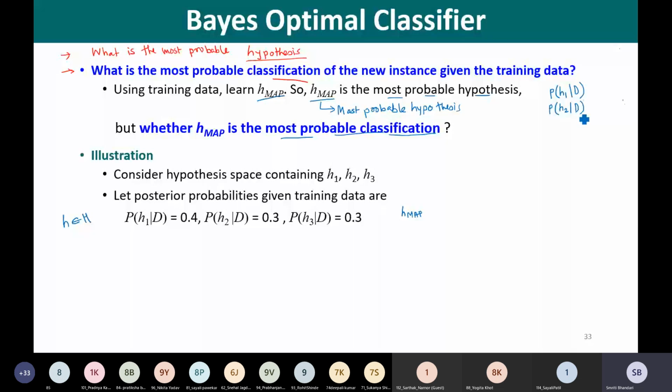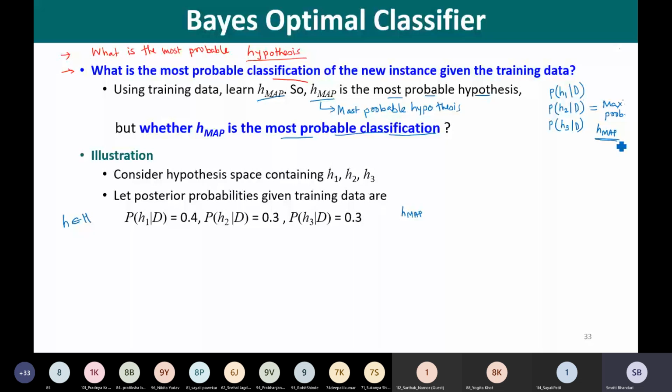Right? And we were picking up the hypothesis that is giving us the maximum probability. Right? And we call the most probable hypothesis H map. So henceforth, whenever there is any test sample that comes in, we'll be making use of the H map, that is the selected hypothesis, and we will try to classify the sample. Right? That is what we learned earlier.